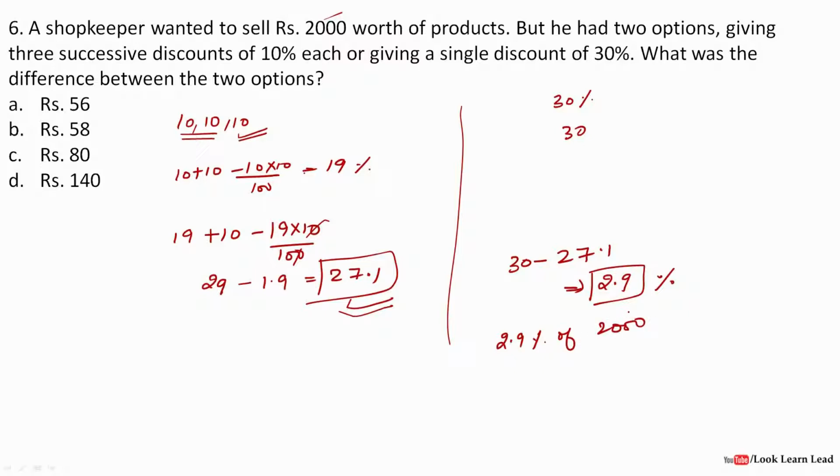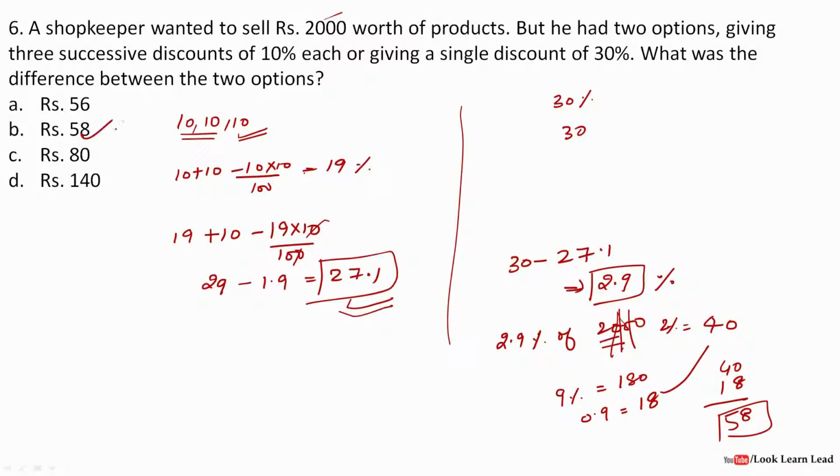Okay. 10% of 2000 is 200. 1% is 20. So 2% would be 40. And 9% would be 180, so 0.9% would be 18. So it is 40 plus 18 which would be equal to 58. So 58 rupees is the answer.